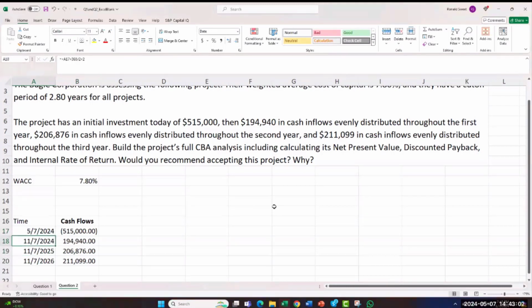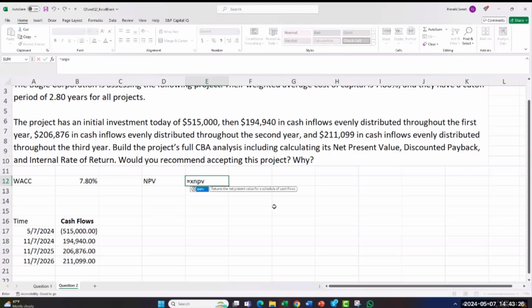But remember how that looks. The first time is today, so that's equal today. The next one you do half a year, because we want to use that half-year convention. And then after that, you just add 365. All right. And so we're going to do the net present value. There you're going to do the equal XNPV. You do the rate.